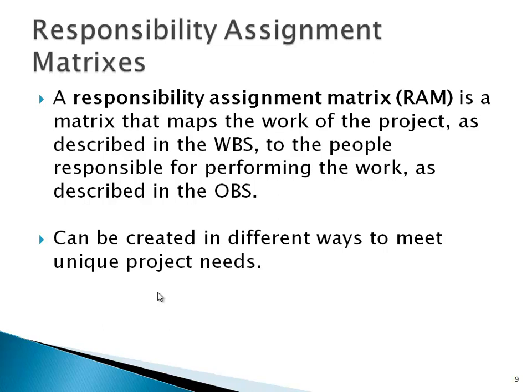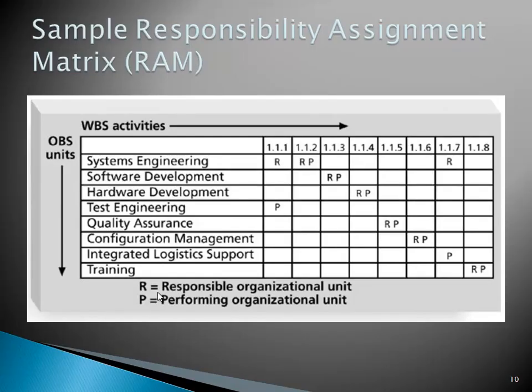The responsibility assignment matrix, or the RAM, is a matrix that maps the work of the project as described in the work breakdown structure to the people responsible for performing the work as described in the organizational breakdown structure. It can be created in different ways to meet unique project needs. So it's a simple matrix that just maps the different personnel to the different activities that we created before.